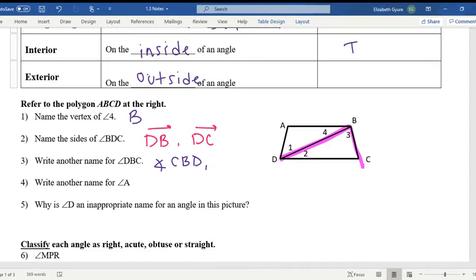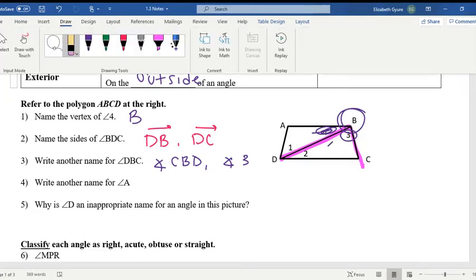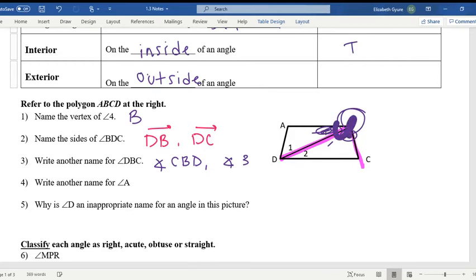Or you could also, with this little 3 in the corner there, name this angle 3. You could not call it angle B, because if you say angle B, I won't know if you're talking about this part or if you're talking about angle 3. So you've got to be careful, because multiple angles start from point B.